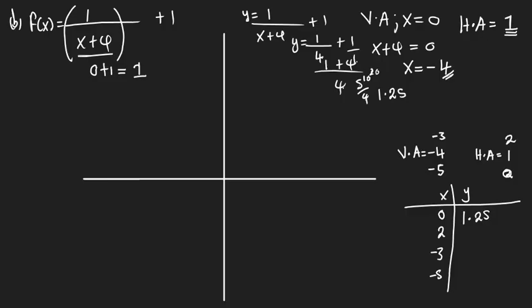1.25. How about if I put 2? So if I put 2 here, I say 1 over 2 plus 4. Then I'm going to get something like 1 over 6, plus 1. So this is 6. This is going to be 6 into that is 1. 1 multiplied by 1 is 1, plus 1 into 6. 6 multiplied by 1 is 6. So this would be like 7 over 6.